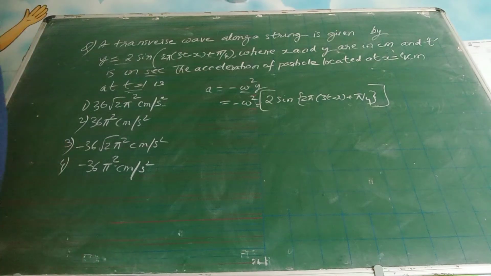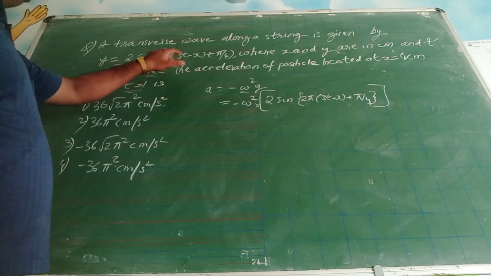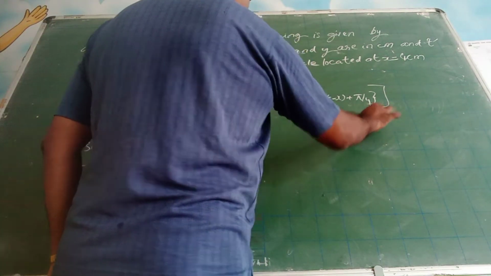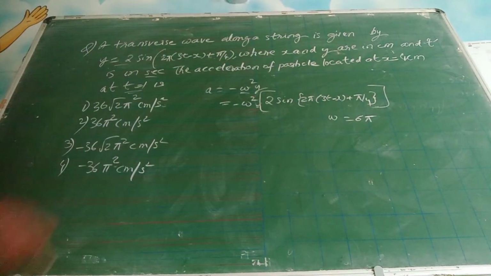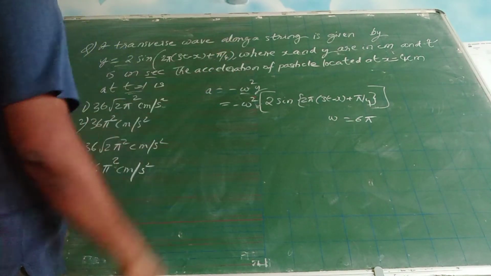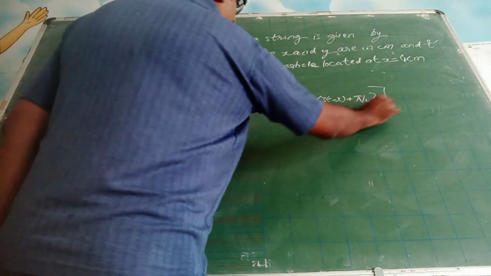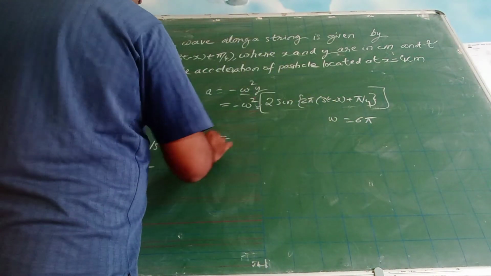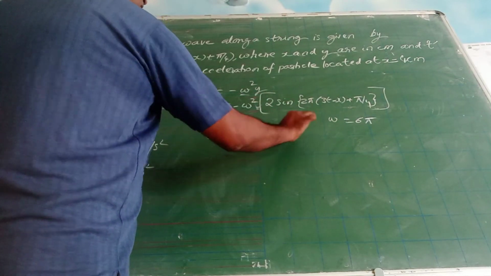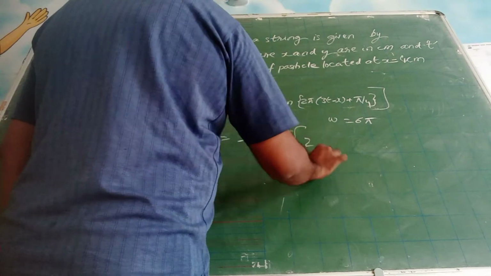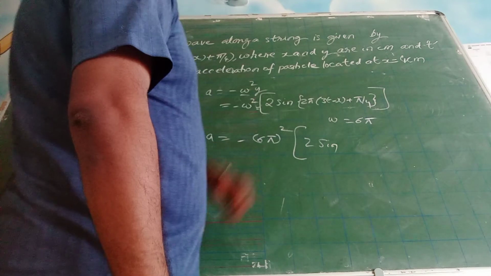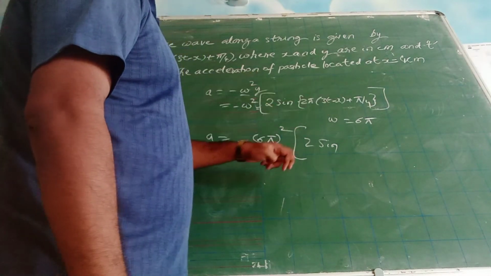So what is omega? Omega is the coefficient of t. So what is the coefficient of t? 6 pi. So omega is equal to 6 pi. Okay. Compare with the standard equation, you get the value of omega. And at x is equal to 4 and t is equal to 1, put over here, what are you going to get? Acceleration is equal to minus 6 pi whole square multiplied by 2 into sine of, put t is equal to 1 and x is equal to 4. So 3 minus 4.